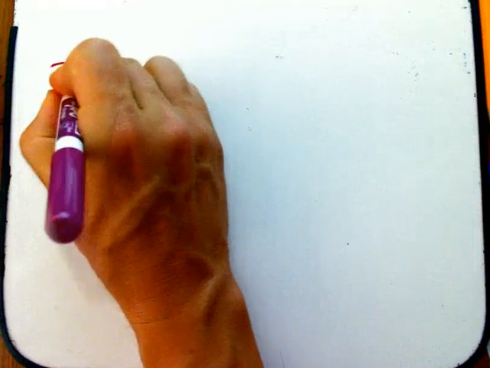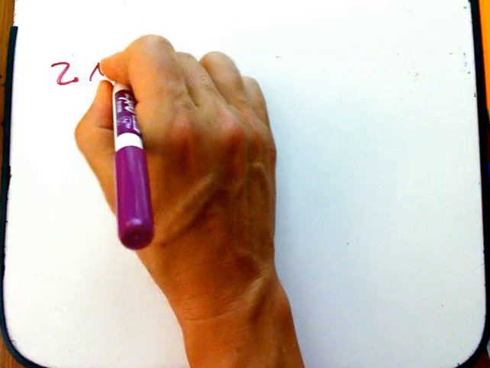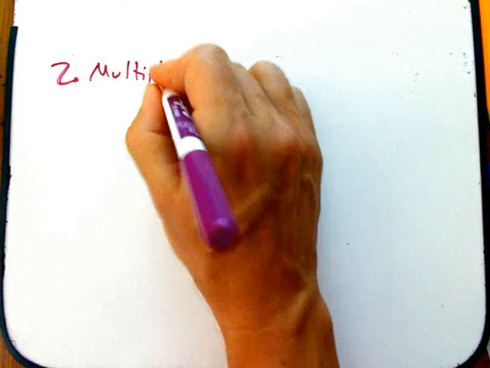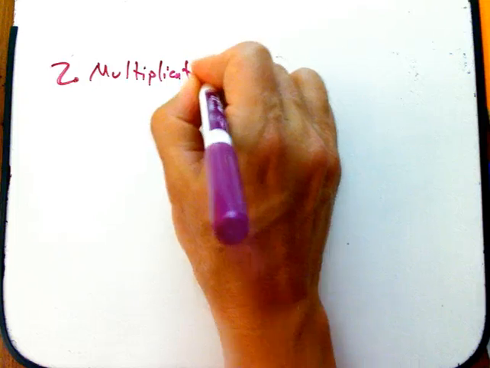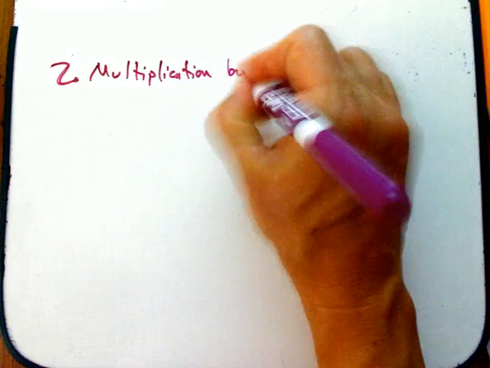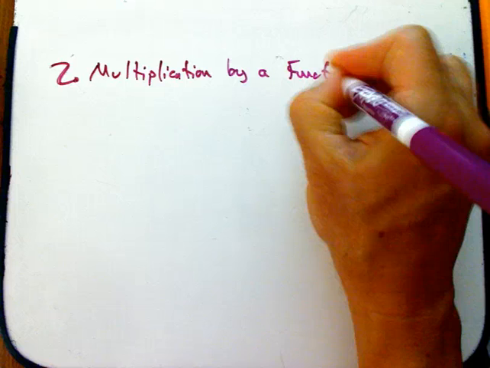Okay, so now the second thing we could do, which actually gets us into tricky terrain already pretty quickly. But we might as well do it right now, or at least start it right now. Multiplication by a function.